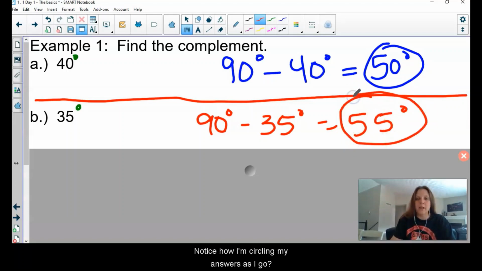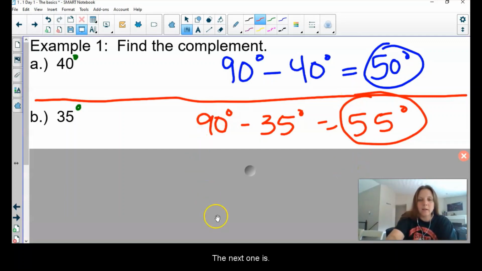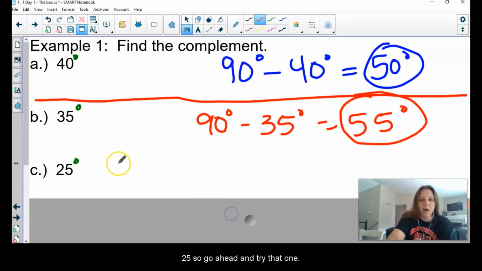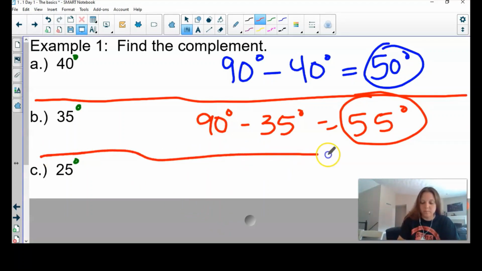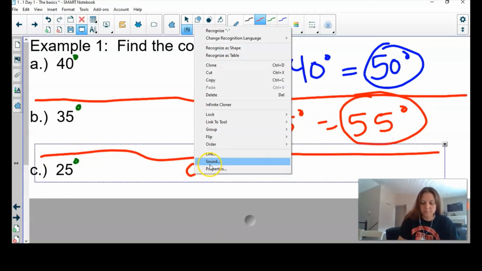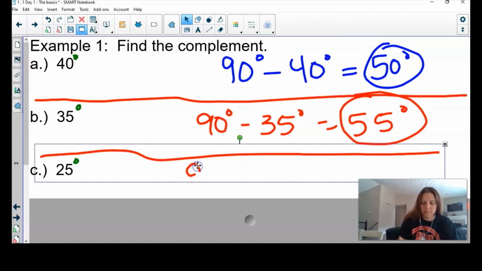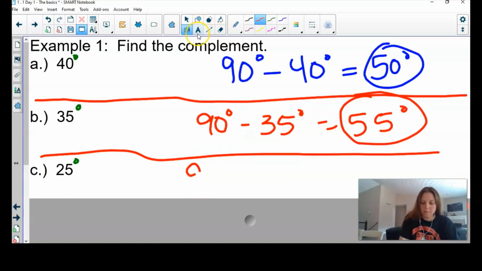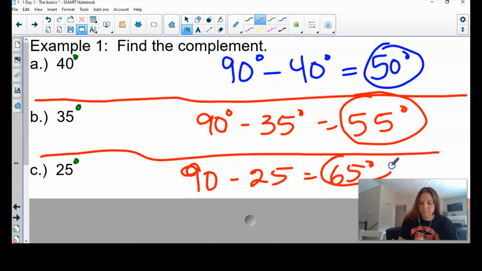Notice how I'm circling my answers as I go. That will make it much easier when you are checking your assignments. Okay, the next one is 25, so go ahead and try that one. And hopefully you got 65 degrees.